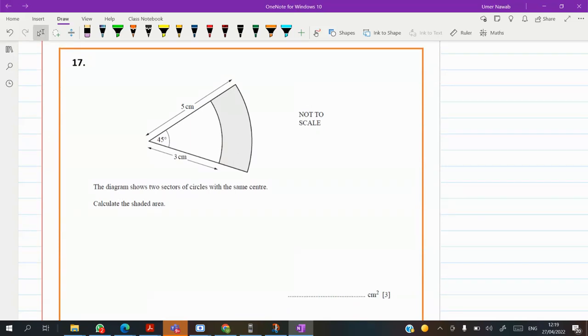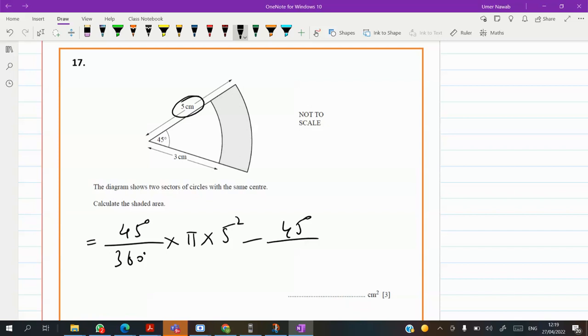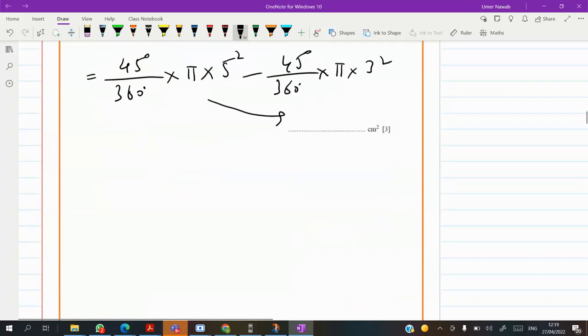Sectors, we want to find the shaded sectors. So the big sector minus the small sector. What is the big sector? 45 over 360 times pi times 5 squared, since the big sector has radius 5. And now come to the small sector. 45 over 360 times pi times 3 squared, as this radius is 3. Once you calculate them, you can write your answer to three significant figures here.